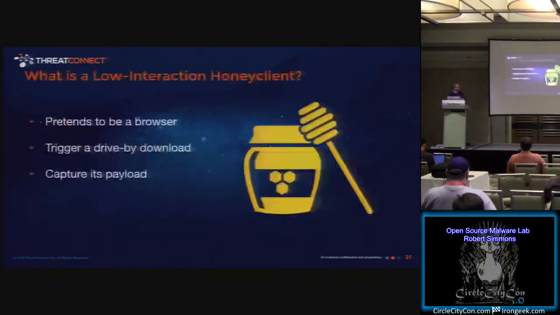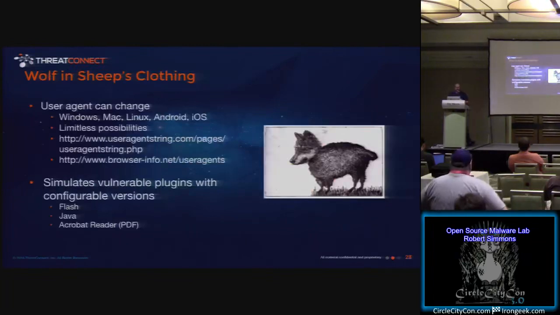So Thug is a low interaction honey client. It pretends to be a browser. It's written in Python from the bottom up. And the point of it is to get a payload from a drive-by or get the malware file from a URL, basically to convince that C2 or that drive-by that it wants to give you the payload. So I like to call it a wolf in sheep's clothing. It's basically pretending to be something that it's not.